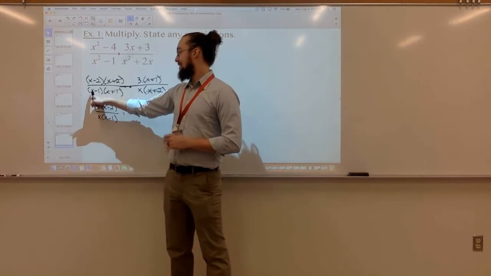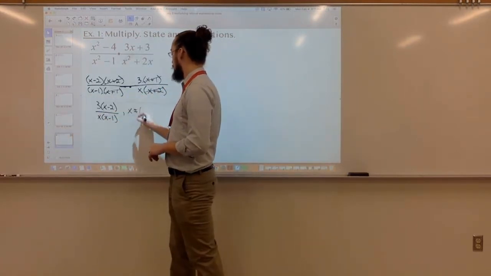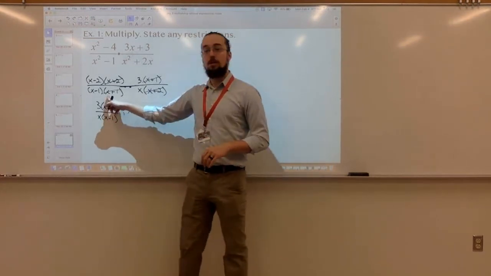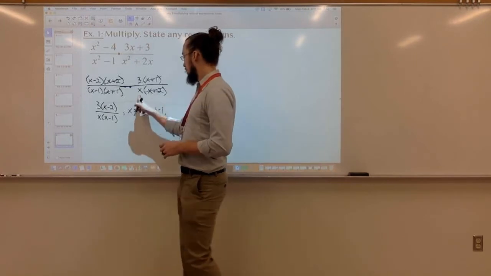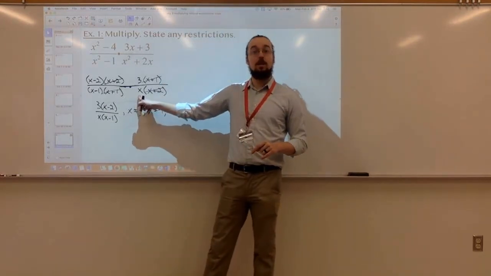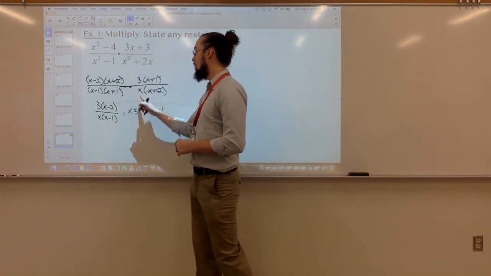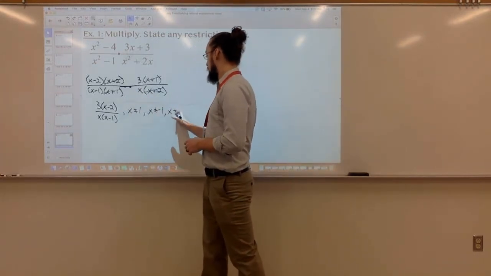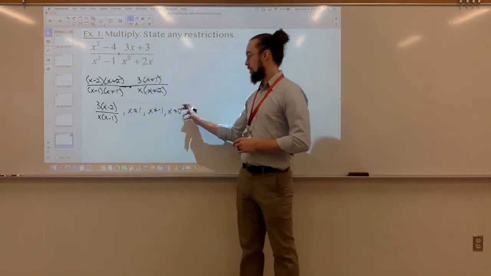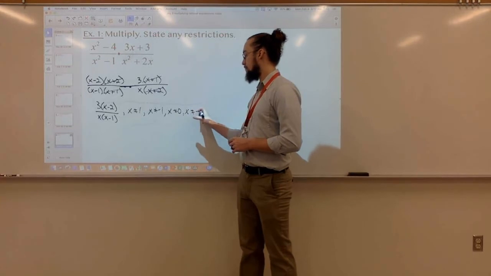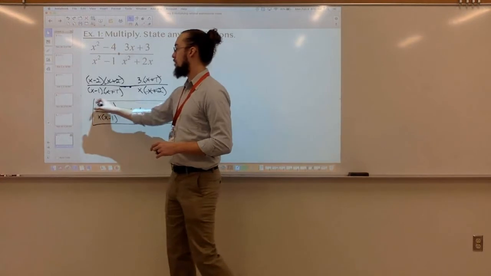What value of x here would get me 0? 1, right? 1 minus 1, so x cannot equal 1. How about here? Negative 1, so x cannot equal negative 1. How about this one? x cannot equal 0. Whenever we just have the factor by itself, if we plug in 0, that would make that 0. And how about this one? Negative 2. So, 4 restrictions on this one.